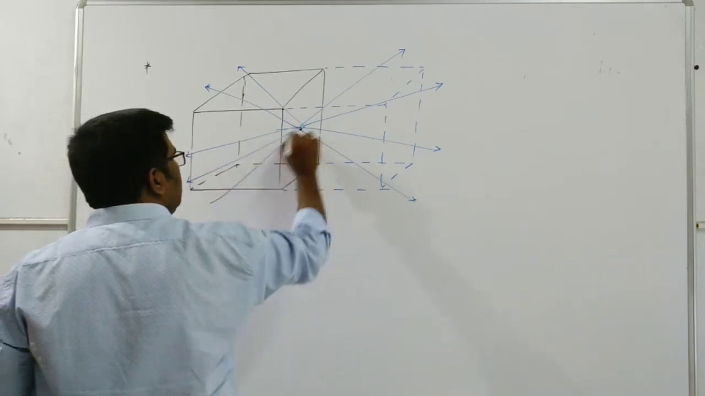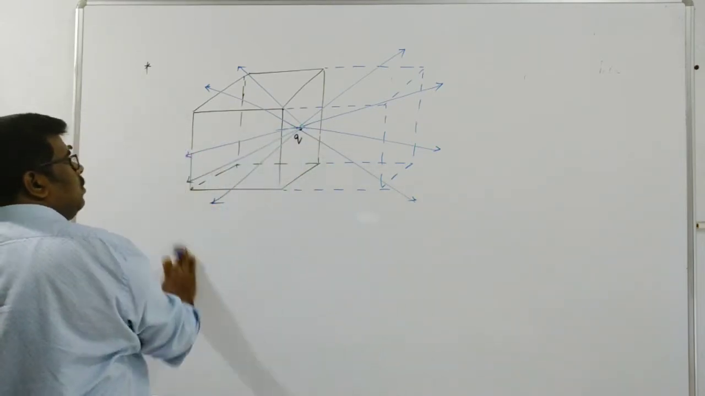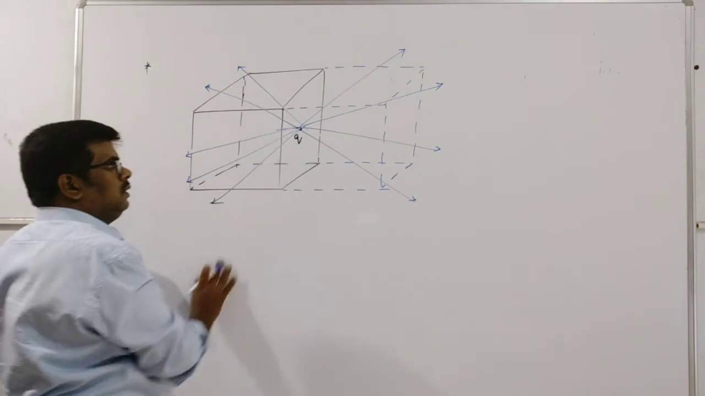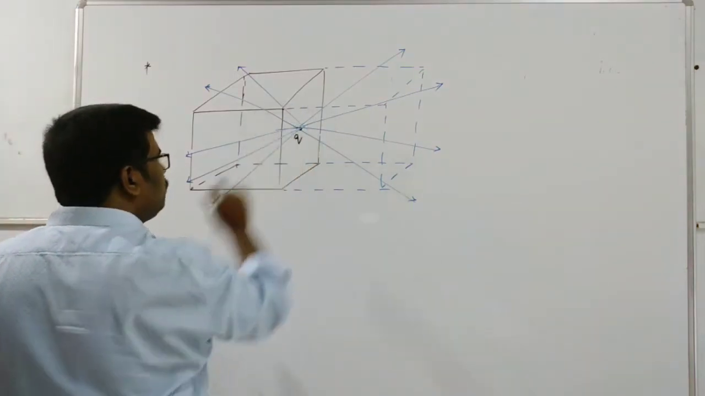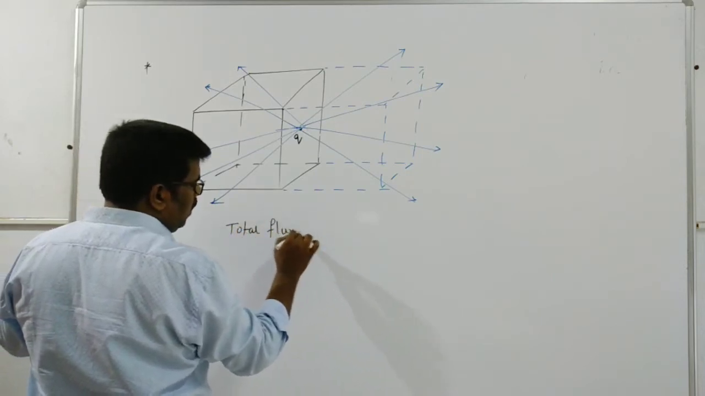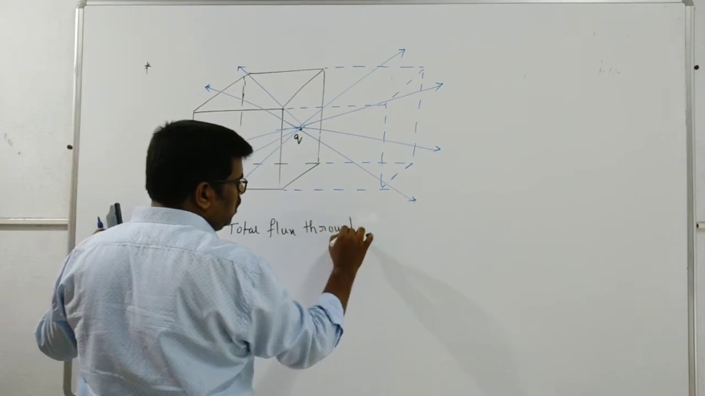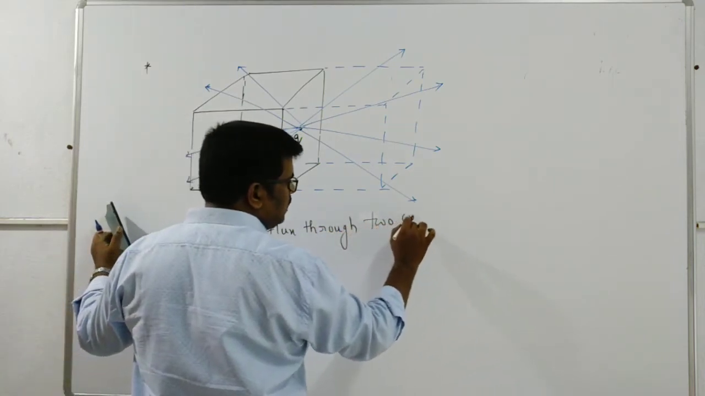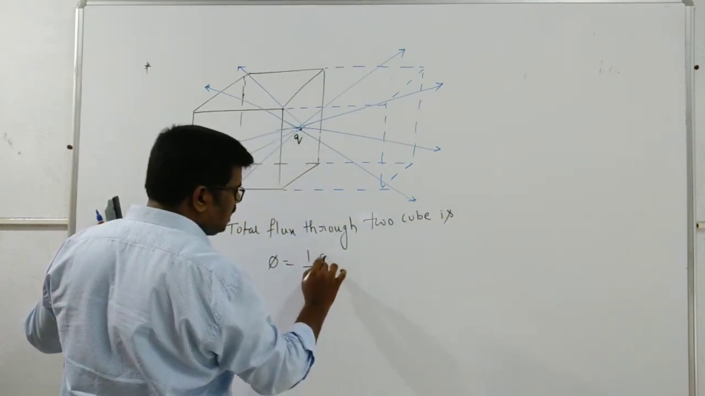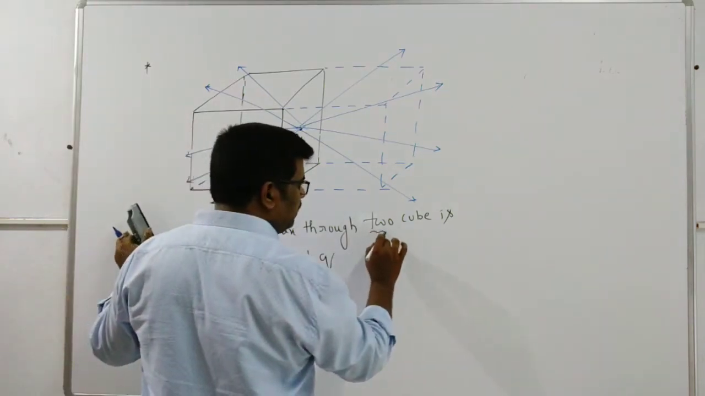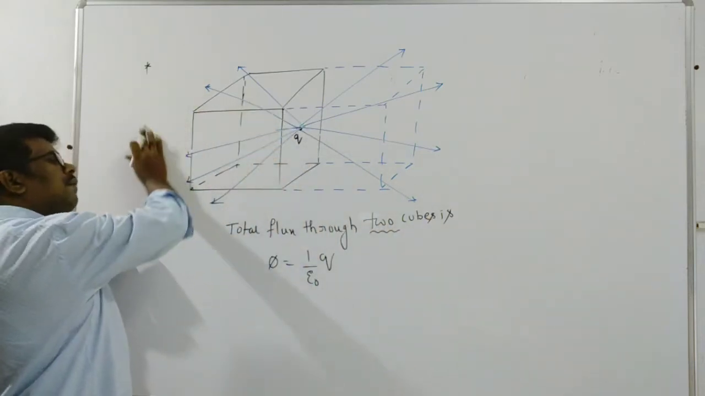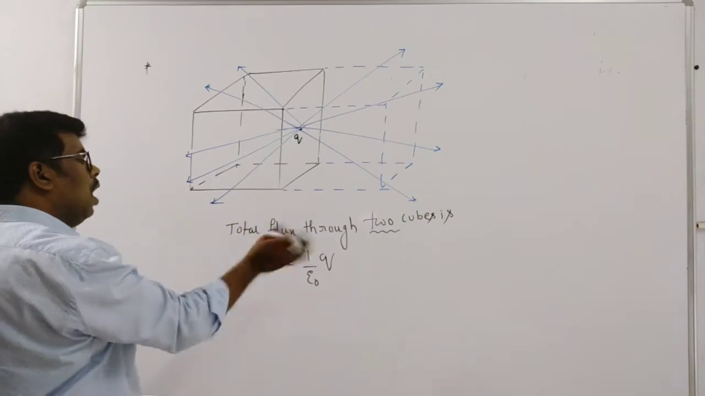Then the flux through this one is what we actually want. The flux through this one is nothing but half of the flux produced by the total. What is the flux produced by these two cubes together? The total flux through two cubes is phi equal to 1 by epsilon naught times the net charge. But we need only the flux through the left cube, so only half of it.